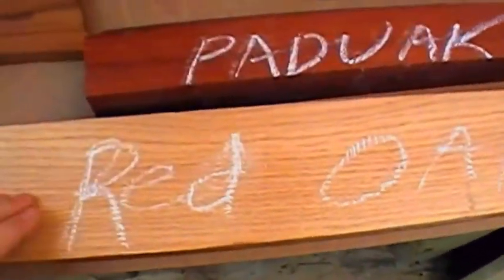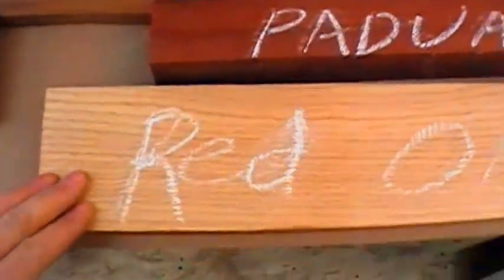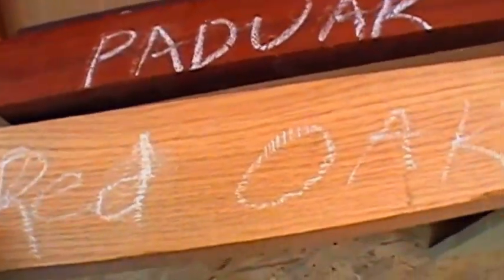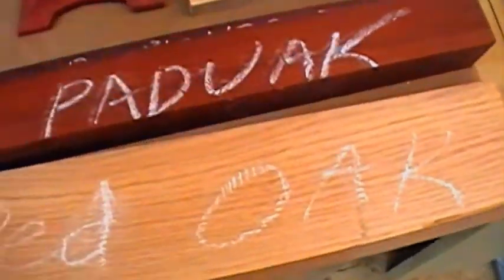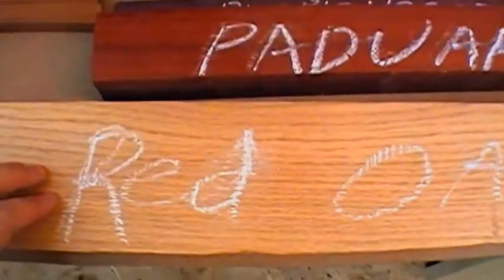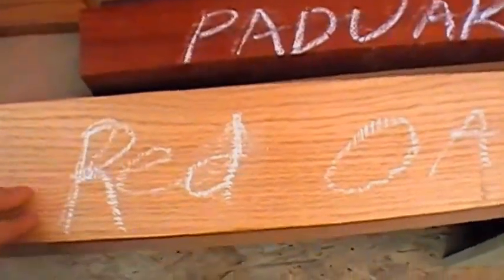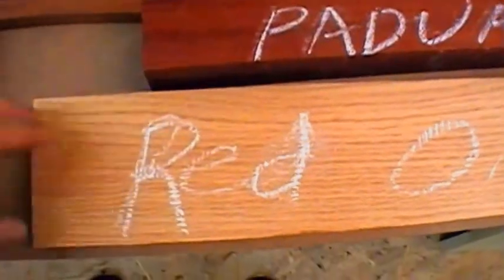And it's not a good outdoor wood, pretty much for that reason, because moisture can get in there and it can rot. White oak is much better for outdoor applications because it's a much more dense, stronger wood.